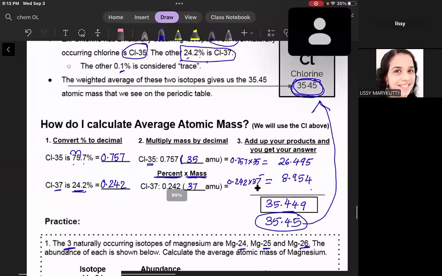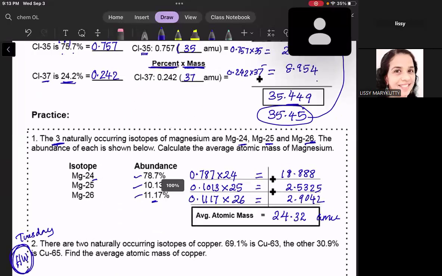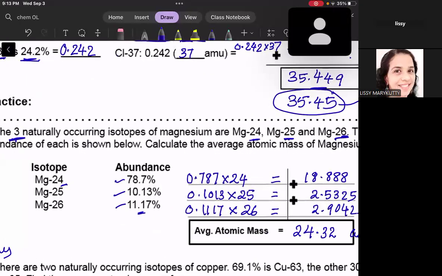Okay, let's move on to the next question. It's already done for you. I'll go over it. So there are 3 isotopes given here.